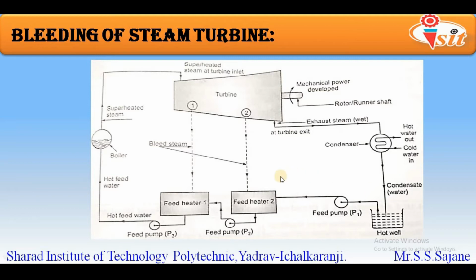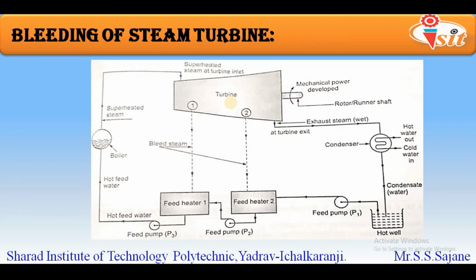In this slide, we can observe the schematic diagram for the bleeding of steam turbine. It consists of several components such as the turbine, then we have the condenser, hot well, feed pump. A number of feed pumps we are observing here, then the boiler, and then back to the turbine. These are all the components involved in this concept.